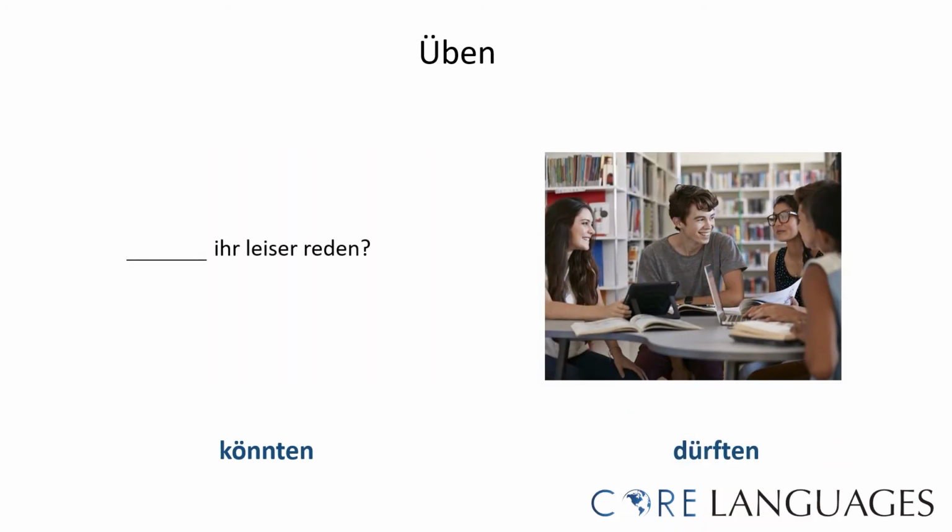Ihr leiser reden. The correct sentence is, könntet ihr leiser reden? Could you speak more quietly?